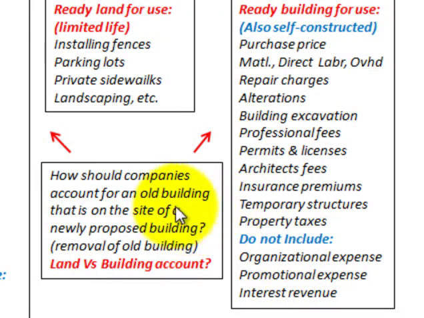But what we're going to be looking at is how companies should account for an old building that is on the site of a newly proposed building. You bought the land and you've got this old building on it, and then you're going to put up a new building, and there would be a cost for the removal of the old building. Does it go into the land account, or does it get included in the building account? We're going to look at a simple example on this.